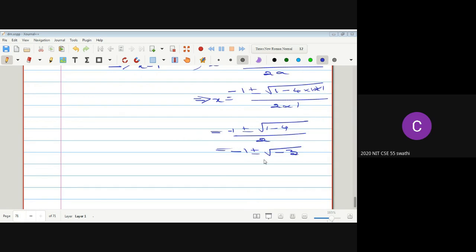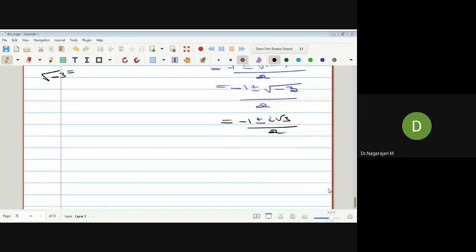Minus 3 means square root of minus 3. Already you know the idea: square root of a negative value, you cannot say 1.732. Square root of negative, so I. Therefore, minus 1 plus or minus I root 3 divided by 2. Is it correct?